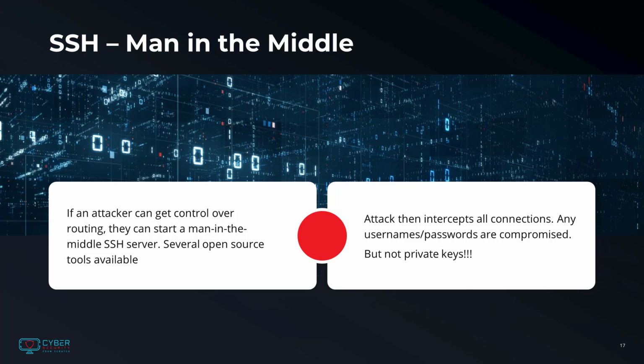Now, if the victim is using a username and password, the username and password is decrypted, and now the attacker has it. However, if private keys and public keys are being used to authenticate, then all the attacker can do is pass messages back and forth. But because the attacker never has the private key, there's no way of impersonating the client.